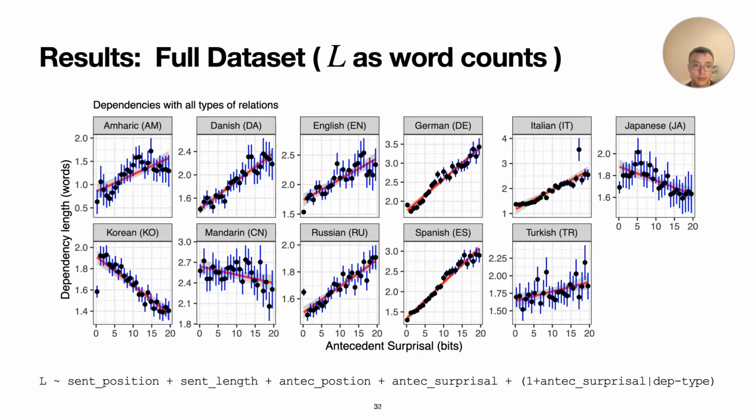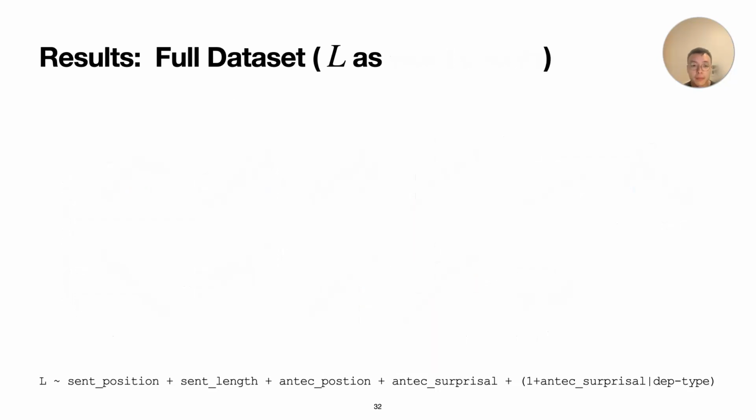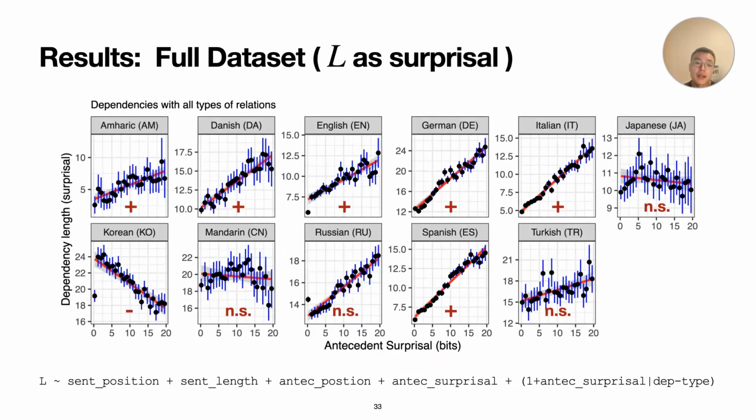Here's the result of the statistical tests. As shown in the plot here, there's a significant positive effect of antecedent surprisal on dependency length for Danish, English, German, Italian, and Spanish. The effect for Korean is negative, which is not in the expected direction, and the effect for other languages did not reach significance. In terms of the dependency length at surprisal, the result is the same, except that now the antecedent surprisal effect for Amharic is significant.